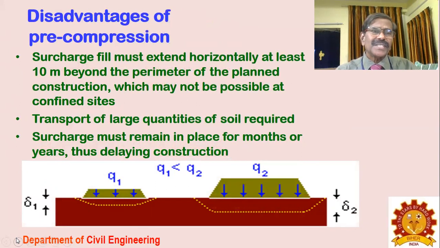The disadvantage of pre-compression is that the surcharge fill must extend horizontally at least 10 meters beyond the perimeter of the planned construction. If your construction area is 15 meters by 15 meters, then it should spread 10 meters on either side. So 35 meters by 35 meters, you should preload the site, which may not be possible at a confined site. A smaller site, or a site occupied by other agencies, it may not be possible.